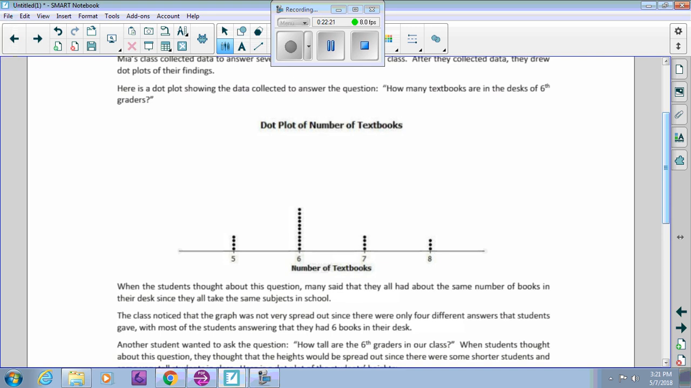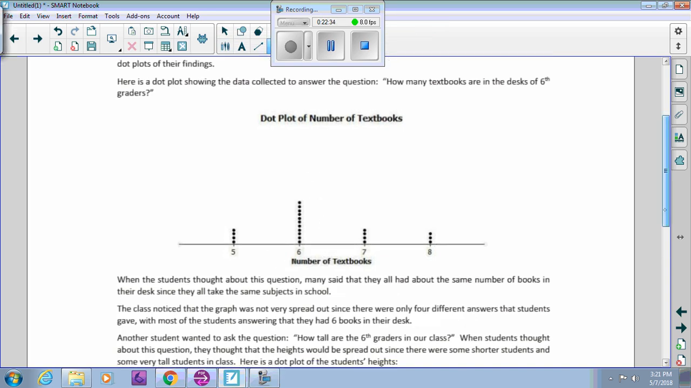So what would you say is typical based on this? Take a look at that. What is the typical amount of textbooks that a kid at this school and in this class have? Well, you'll notice that 6 happens the most, right? So I would say 6 in this case is most typical.